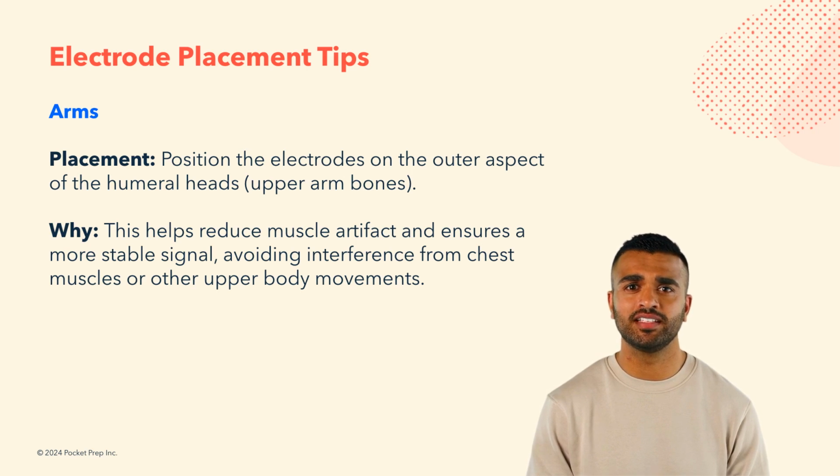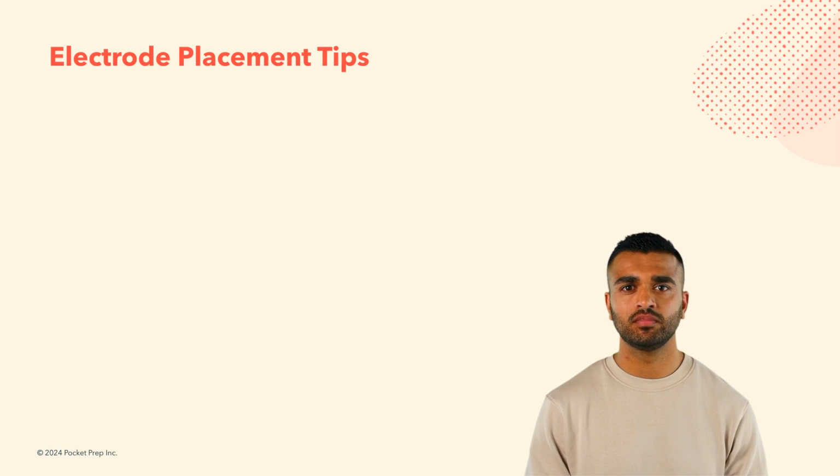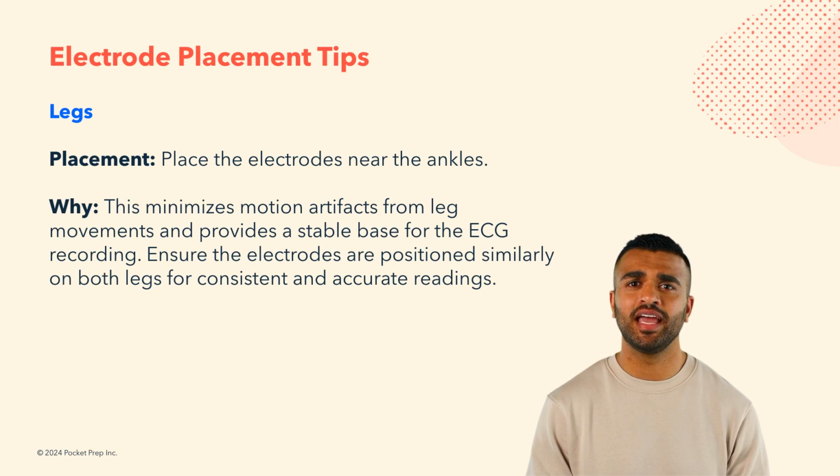When placing electrodes on the arms for an ECG recording, position them on the outer aspect of the humeral heads, which are the upper arm bones. This placement helps reduce muscle artifacts and ensures a more stable signal by avoiding interference from chest muscles or other upper body movements. For the legs, place the electrodes near the ankles to minimize motion artifacts caused by leg movements, providing a stable base for the ECG recording. Ensure the electrodes are positioned similarly on both legs for consistent and accurate readings.